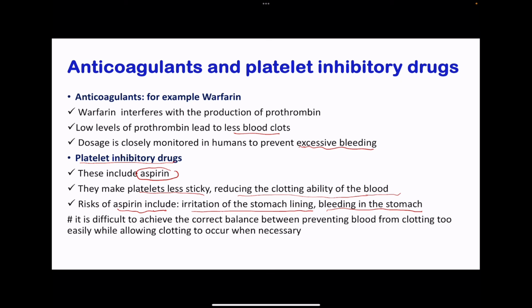When they use this kind of medication, it's difficult to achieve the correct balance between preventing blood from clotting too easily while allowing the clotting to occur when necessary. So it means sometimes people could bleed excessively in different areas of their bodies, and it could also lead to other problems or complications that were not foreseen. So they have to be closely monitored by a health expert.